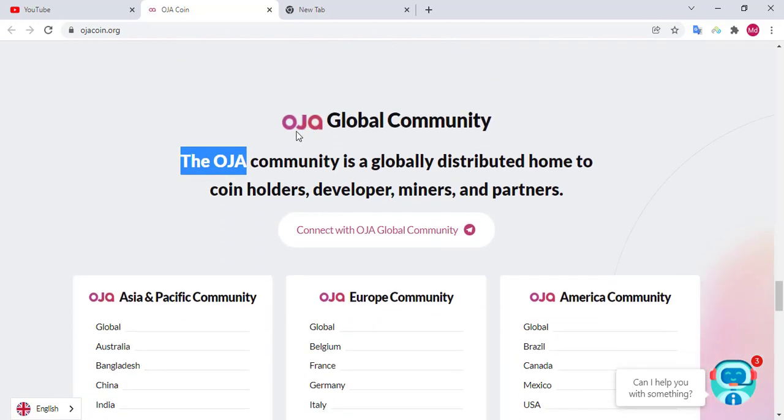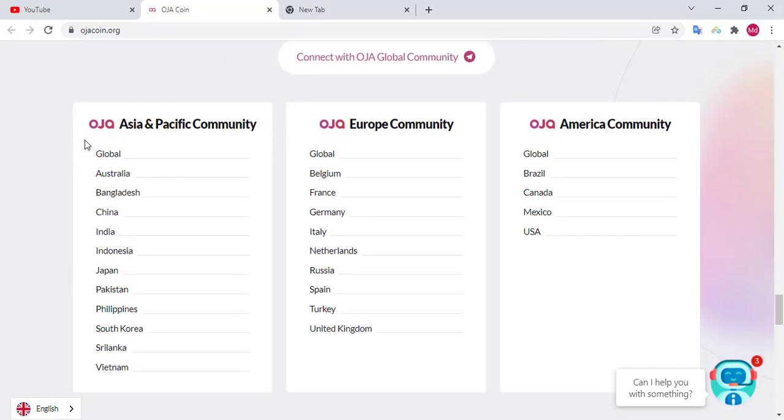OJA Global Community. The OJA community is a globally distributed home to coin holders, developers, miners, and partners. Connect with OJA global community. OJA Asia and Pacific community: Australia, Bangladesh, China, India, Indonesia, Japan, Pakistan, Philippines, South Korea, Sri Lanka, Vietnam.